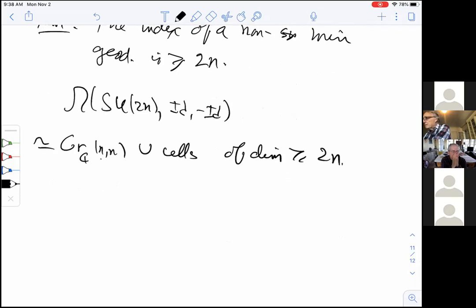I think what I want to talk about next is, so in order to compute the index, we need, as I indicated before, a computation in the unitary group, in the special unitary group, of what the Jacobi equation looks like, explicit computation.